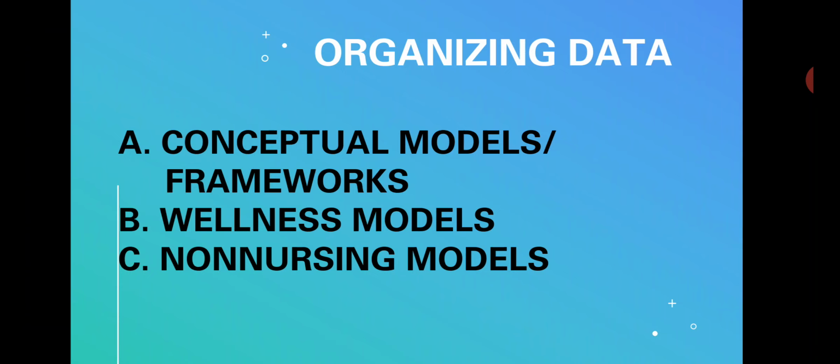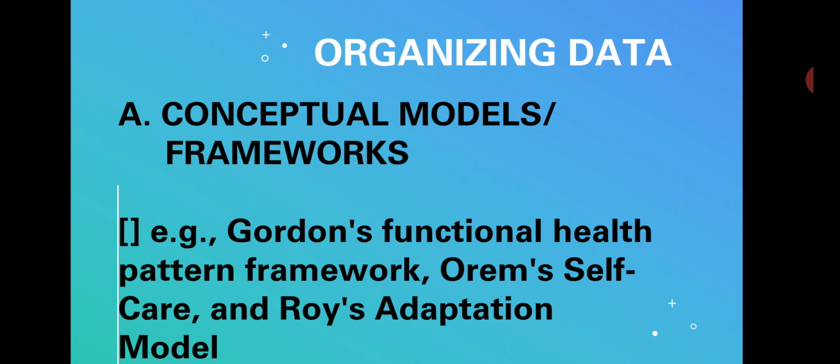So organization of data can be done using any of the three models. So we have the conceptual models, wellness, and non-nursing model. So let's begin. What are conceptual models? So conceptual models are based on nursing models or the nursing framework. Examples are we have the Gordon's, Orem's, and the Roy adaptation model.